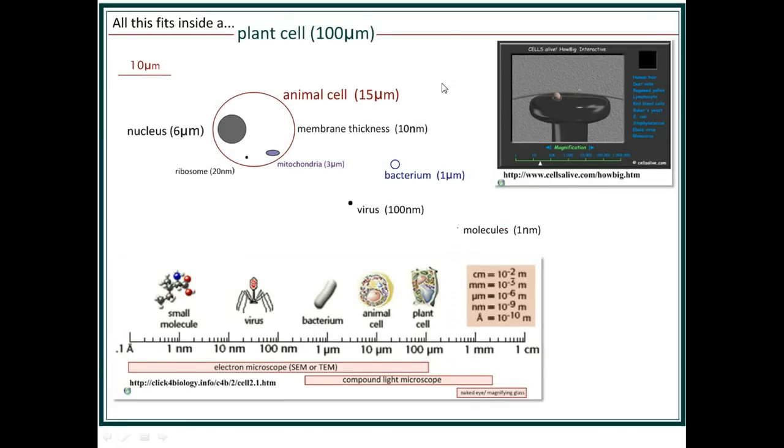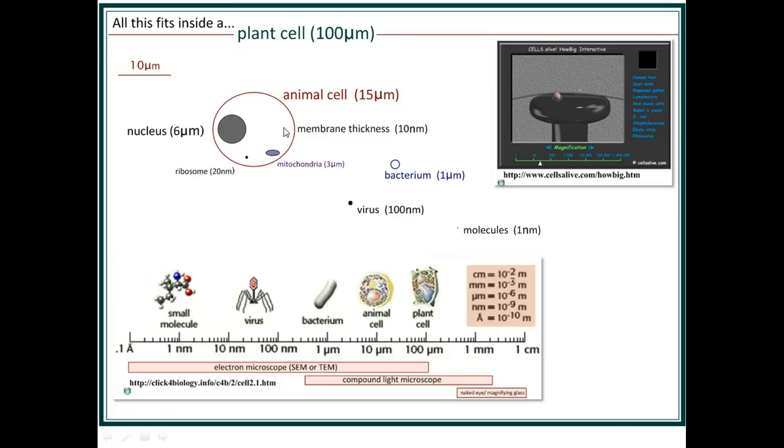And what's interesting here is scale. So if you click on this, you actually get to zoom in to see the relative size of things. But let's look at this very quickly. Here's an animal cell that is 15 micrometers in diameter. This nucleus is 16 micrometers. The membrane thickness is 10 nanometers. The mitochondria is 3 micrometers. The ribosome is 20 nanometers. Bacterium is 1 micrometer, and the virus is 100 nanometers.